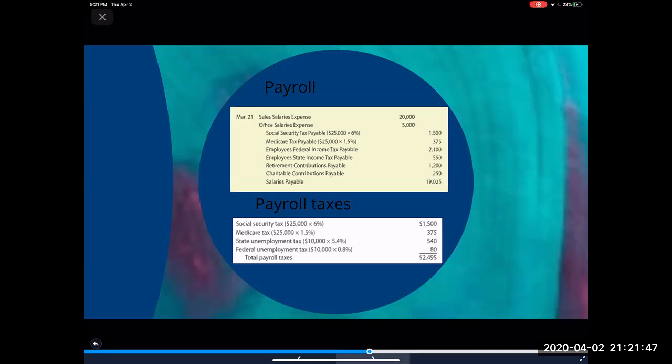And then in the example to follow in the next video, I'm going to show you my tips and tricks on how I set up this payroll journal entry, or how I remember how to do it. And then I'll also show you how to do payroll taxes. Okay, so I'll see you guys.